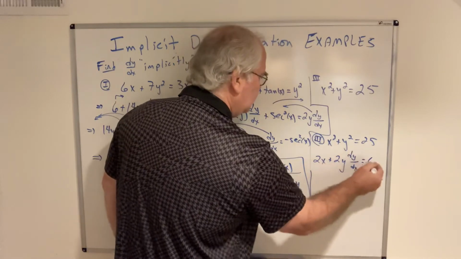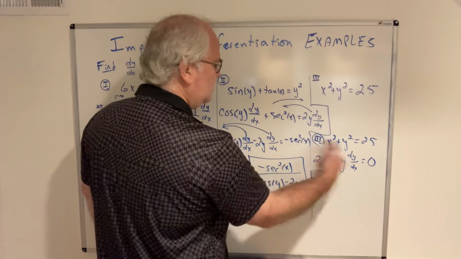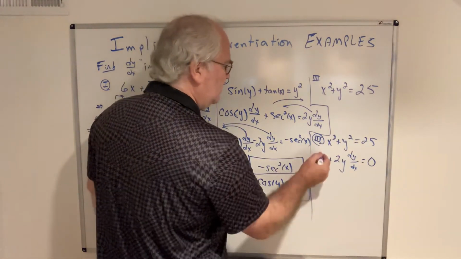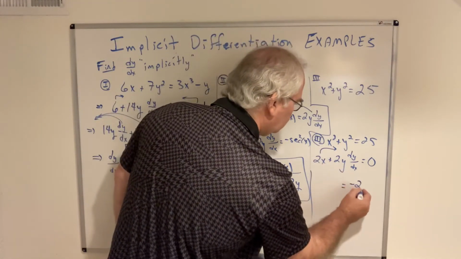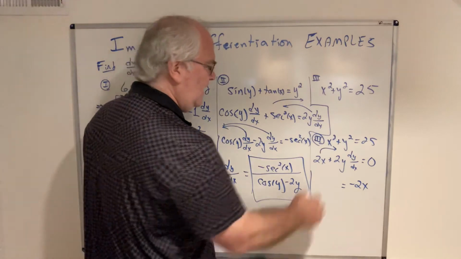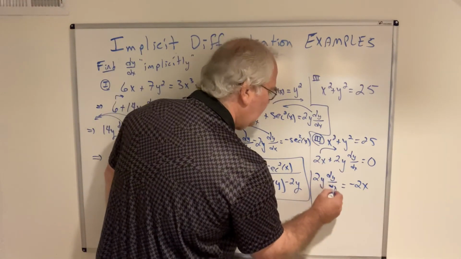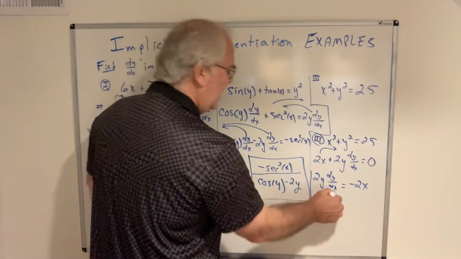Derivative of a constant is 0. This term does involve dy dx. It stays on the left. This does not involve dy dx. It moves to the right. So this moves to the right-hand side. This stays where it is. Move that to the right-hand side. Leave this alone. Now there's no factoring. There's just the dividing. Solve for dy dx.